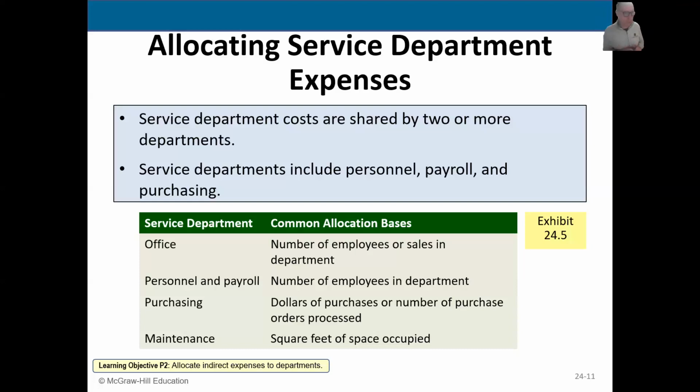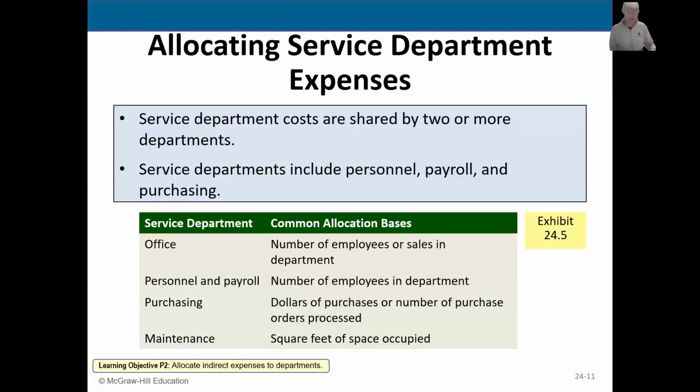Okay? So here's how we do it. We find a common allocation base. For example, the general office department, it's based off the number of employees or sales in each department. For personnel and payroll, it's based off the number of employees for each department. For purchases, it's based off the dollars or number of purchase orders.